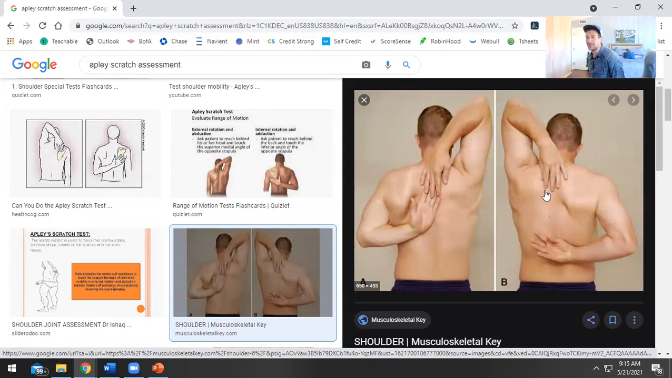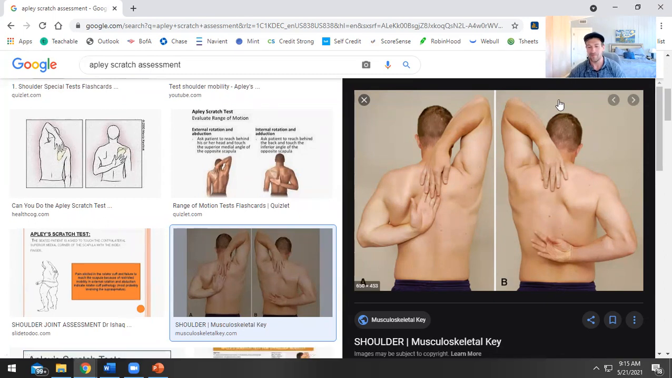And I totally identify with this because if you look, I got the same thing, right? That's not so bad. And then I can't get my freaking right arm up there. And that means that I need to work on my right arm mobility. So that's the Apley's scratch assessment.